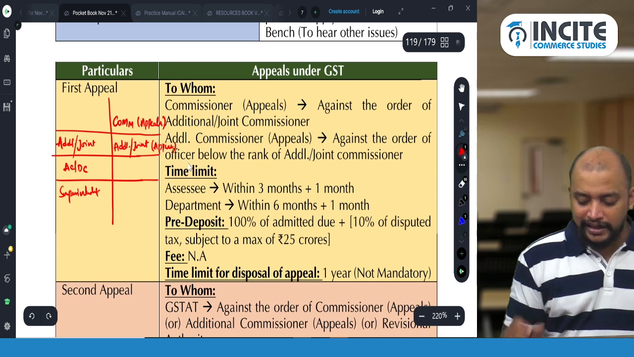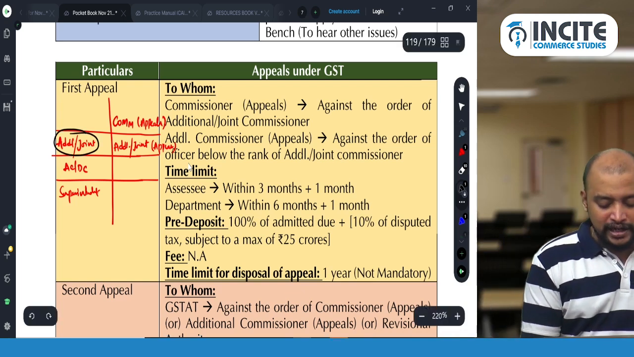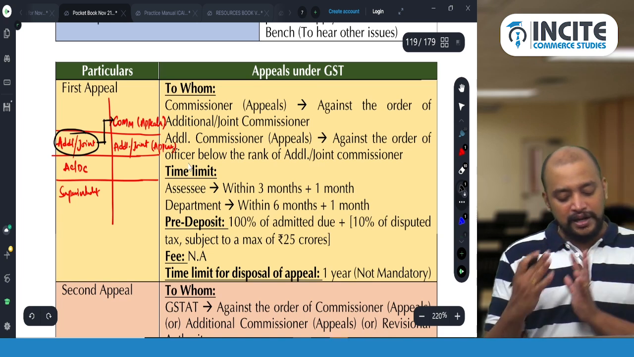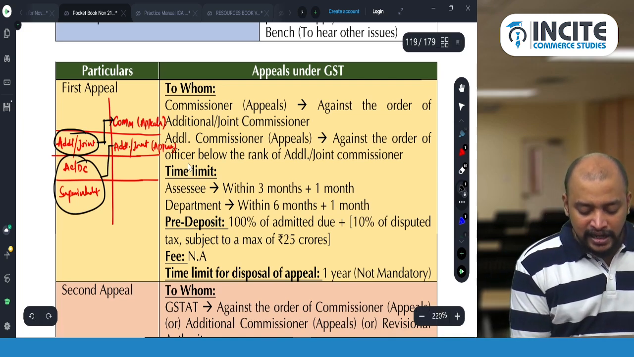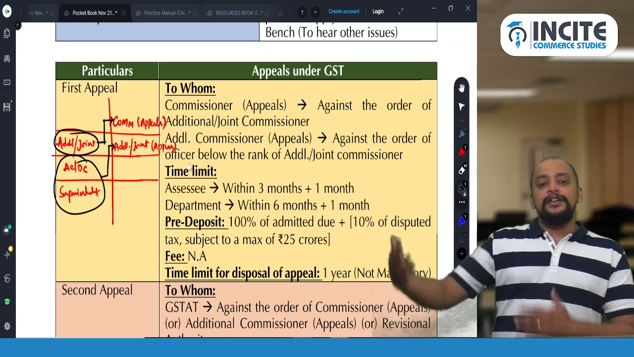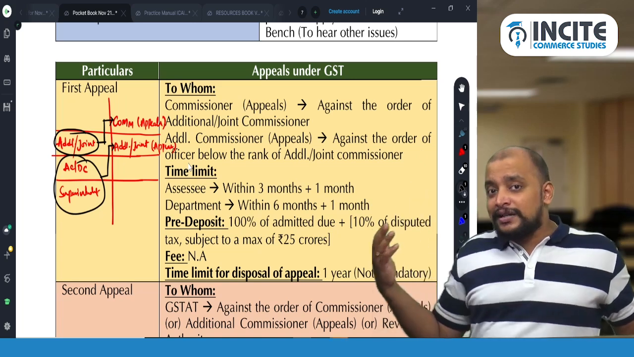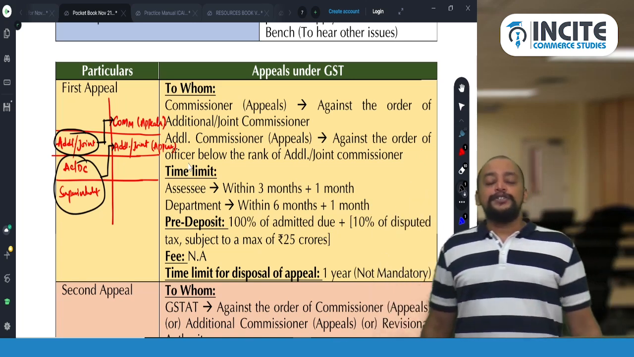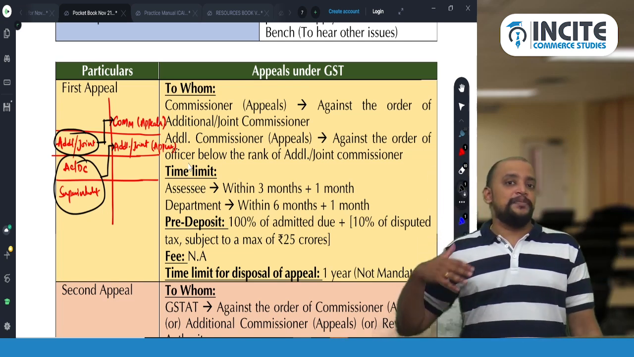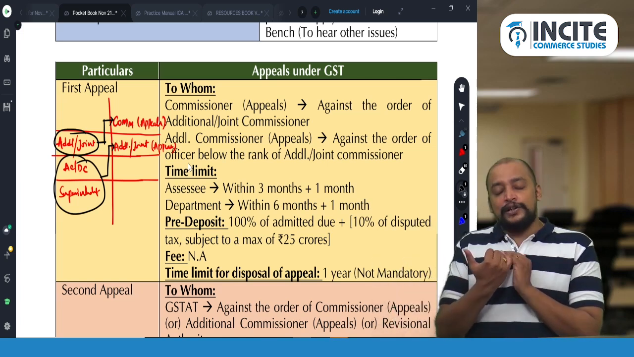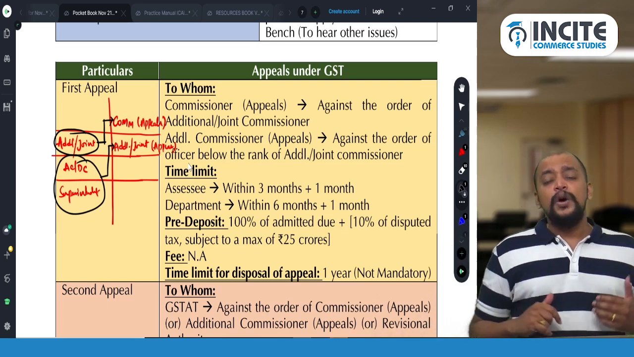So now concentrate, listen carefully. Whenever the order is passed by the additional or joint commissioner, the appeal lies with the commissioner appeals. Whenever an AC, DC or superintendent passes the order, the appeal lies with the additional or joint commissioner appeals. So a level up; you cannot have it at the same level. So we have commissioner appeals and additional or joint commissioner appeals. Whenever an additional or joint commissioner passes an adjudication order, the appeal lies with the commissioner appeals. Whenever an officer below the rank of additional or joint commissioner passes an order, that appeal lies with the additional or joint commissioner appeals. Okay. What is the time limit?